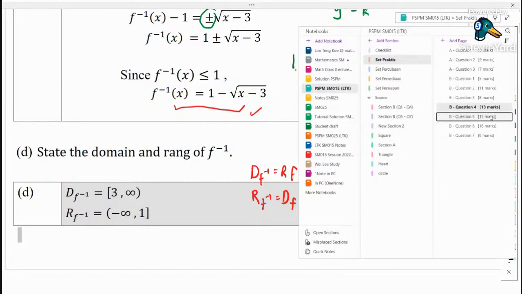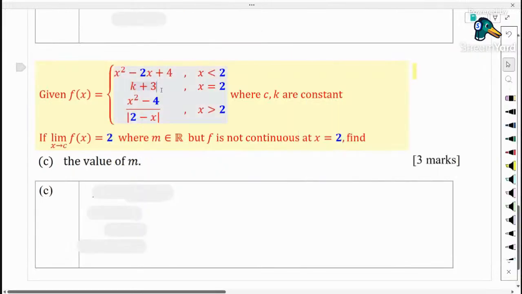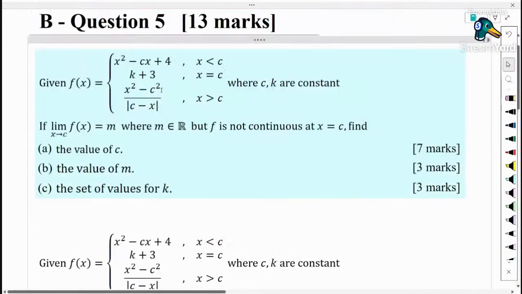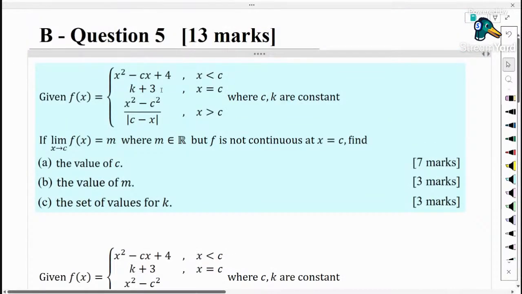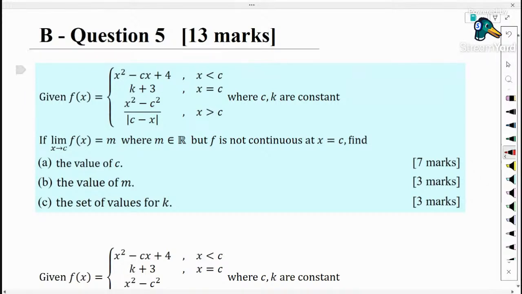Then we go on with question number 5 in section B. This question has 13 marks on chapter 8. And if you realize, chapter 8 just now in section A had around 9 marks. Now we have 13 more, in total 22 out of 100 marks. So it's quite a lot of marks for chapter 8. Make sure you study chapter 8 very well.